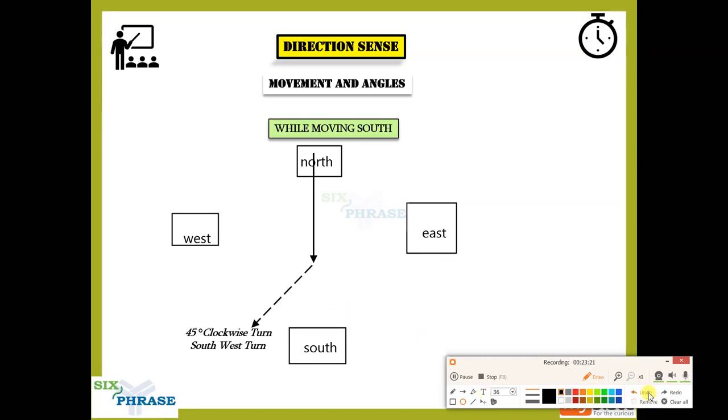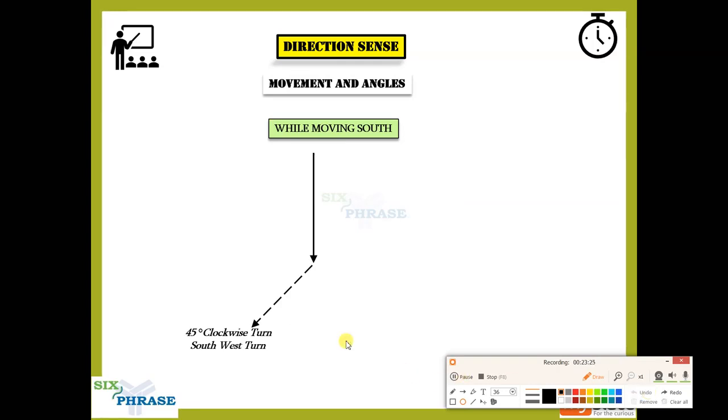But one thing that doesn't change is, you can clearly see when he is going this way, this direction is his clockwise direction, and this direction is his anti-clockwise direction. So that way he does a 45-degree clockwise turn.